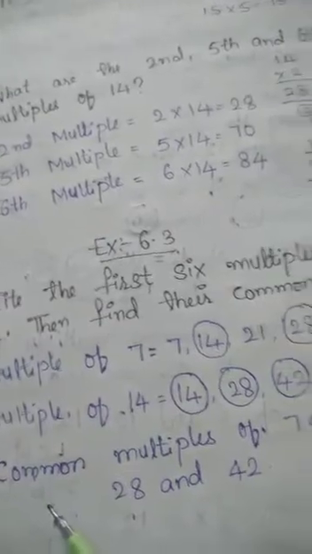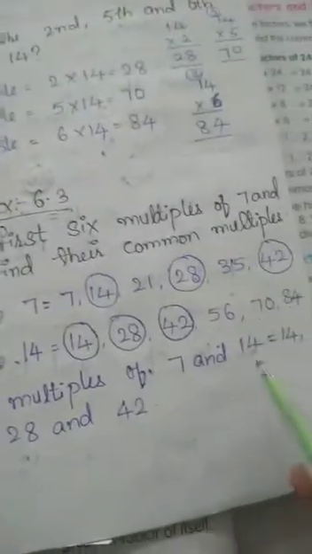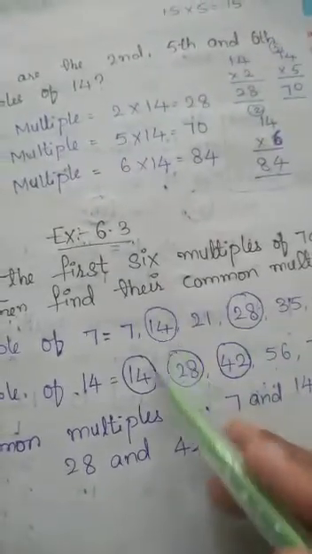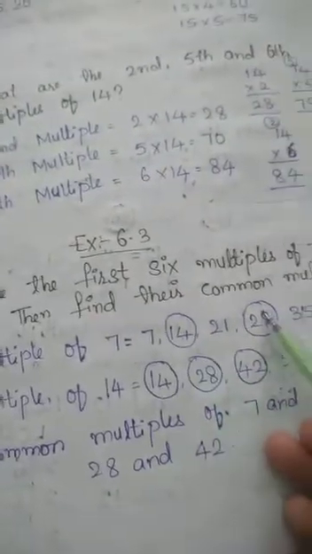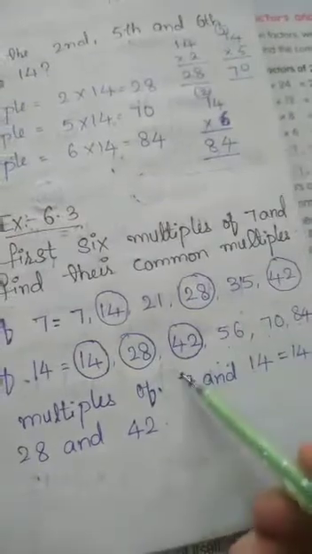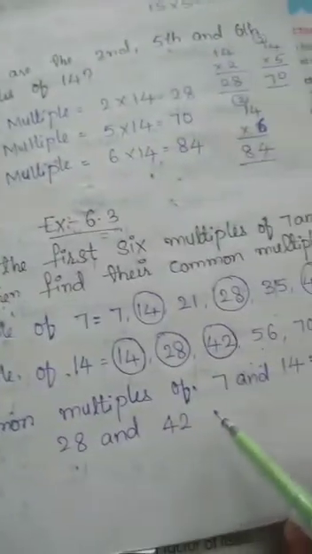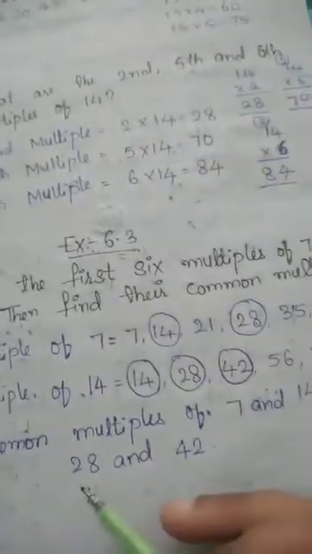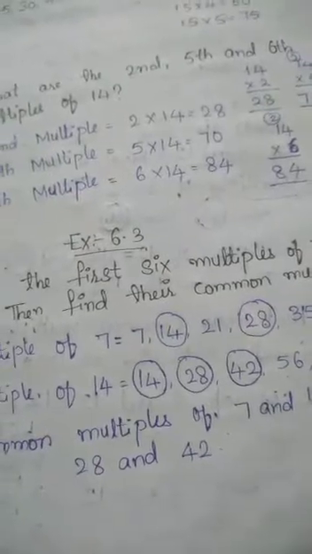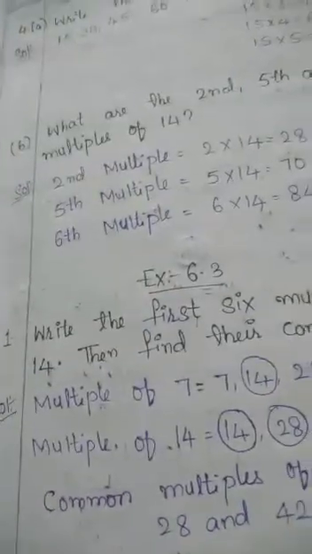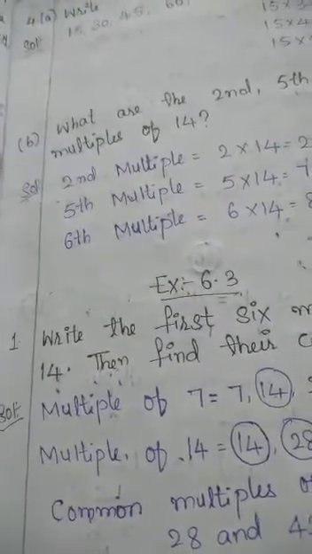Now what we have to do here is find their common multiples. So common multiples of 7 and 14 equal 14, next 28 and next 42. So common multiples of 7 and 14 equal 14, 28 and 42. Okay, so this is the 6.3 first problem. Now let us solve the second bit.